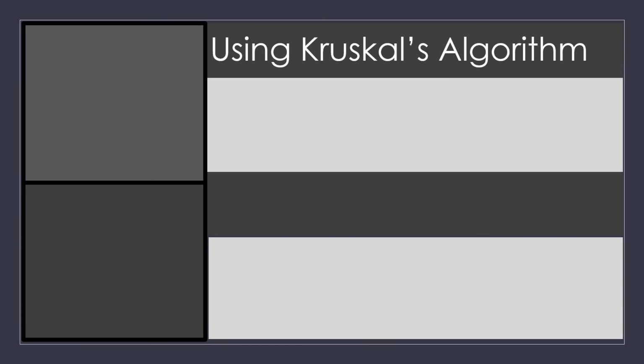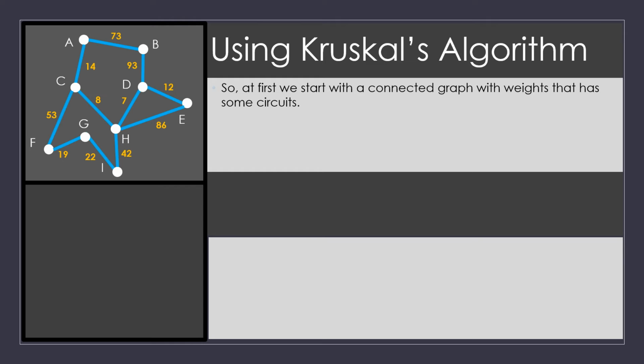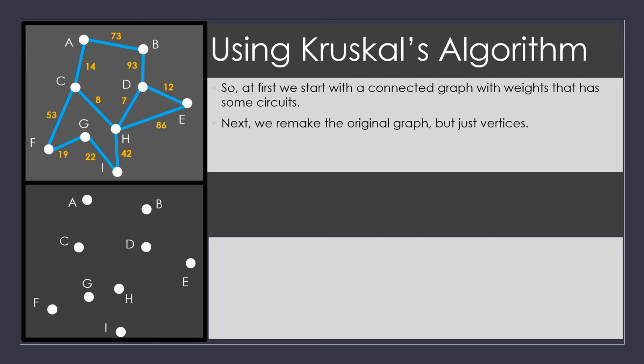So let's actually apply Kruskal's algorithm. We're going to have to start with a connected graph with weights, and it has to have some circuits, otherwise we're just done already. So here's our connected graph. It's got some circuits, and we're just going to remake the exact same graph, but without any edges. And there we go. Then we're going to pick the cheapest edge as long as it doesn't make a circuit. That's the entire algorithm.